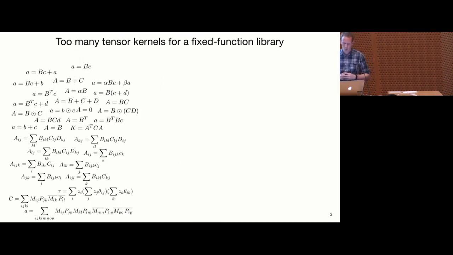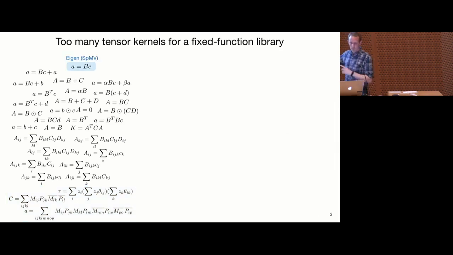So I'm going to argue why you need a compiler to compile sparse tensor algebra. And the argument is essentially going to be that you have way too many functions to implement to have any chance of implementing them by hand. Here are some expressions from the tensor algebra, including the linear algebra subset. These expressions are from data analytics, where they are used to factorize tensors. And here are some expressions from quantum chromodynamics, where they are used for things like calculating the weight of carbon.